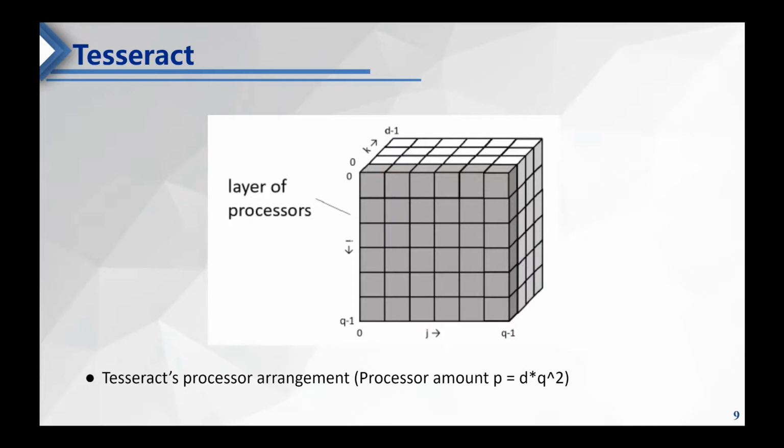This picture illustrates how Tesseract arranges processors. For a total of P processors, Tesseract arranges them with a shape of Q times Q times D, where D is the Tesseract depth and Q is the Tesseract dimension. We can call processors with the same depth a layer.